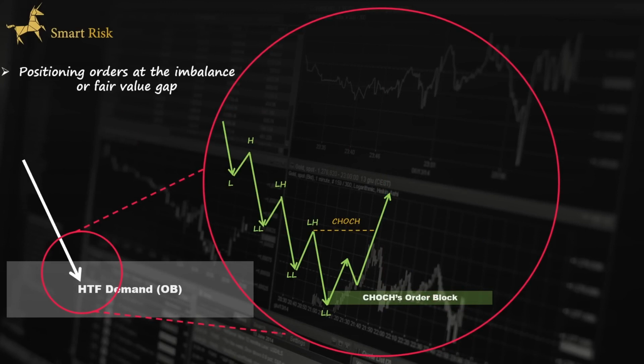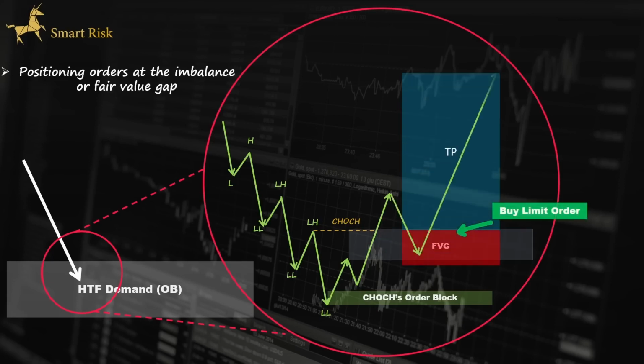Firstly, after identifying the market structure shift on the lower time frame, we position our buy or sell limit order at the imbalance or fair value gap created by the change of characters wave. Then, we wait for the price to trigger our pending order and initiate our entry into the market. We've thoroughly covered this entry technique in our previous episodes.